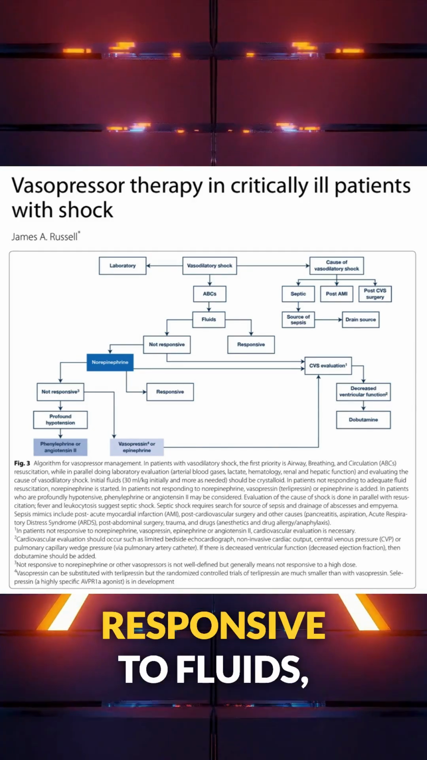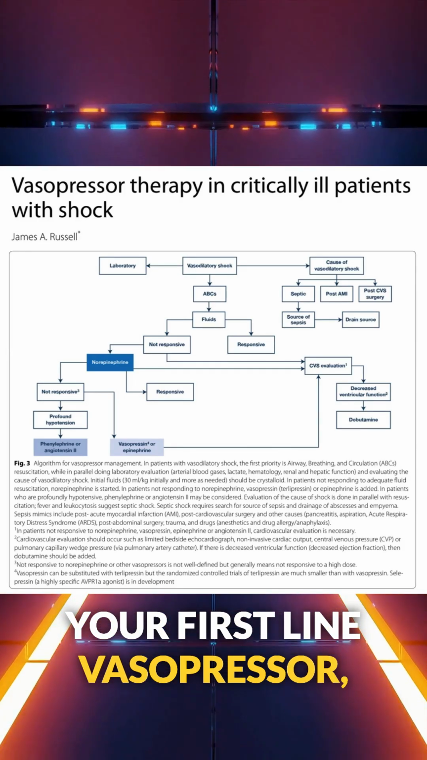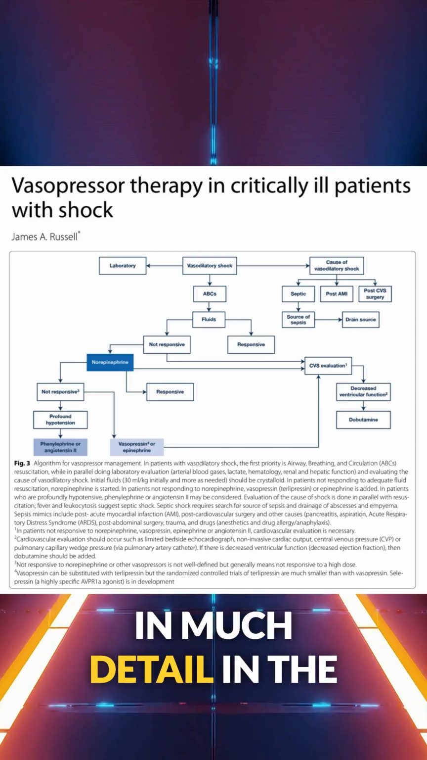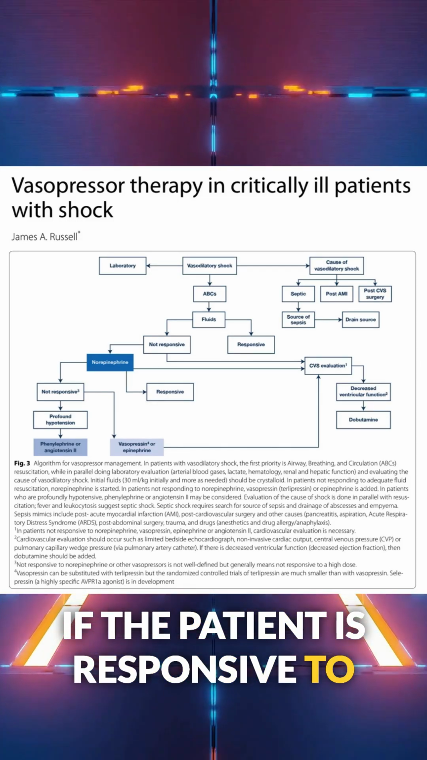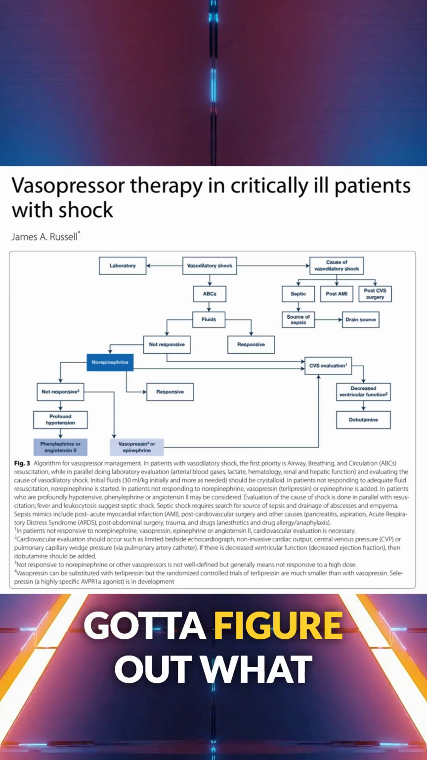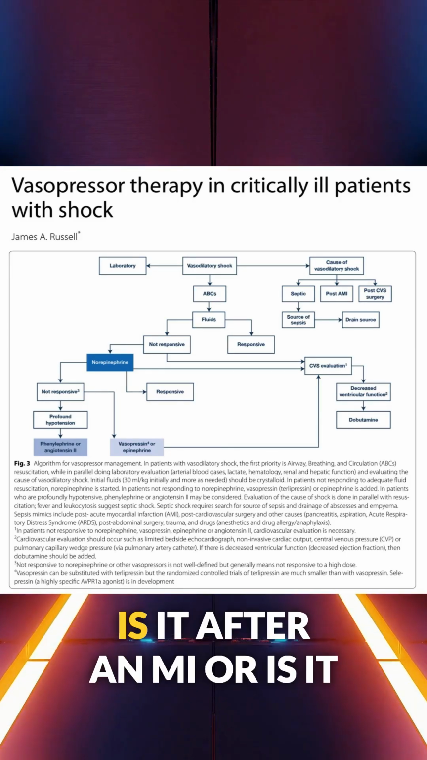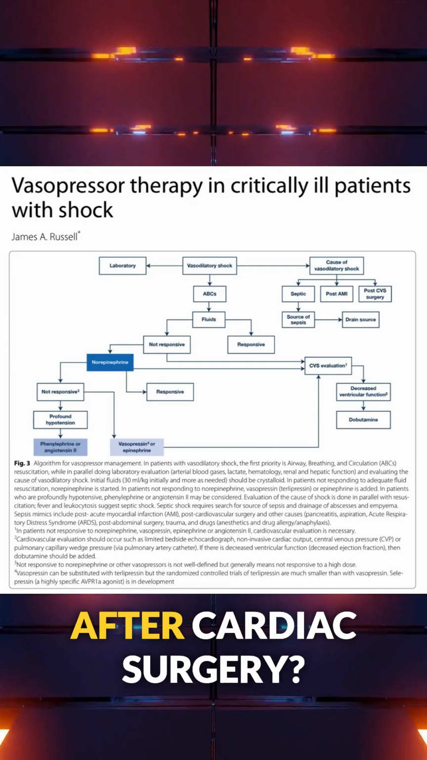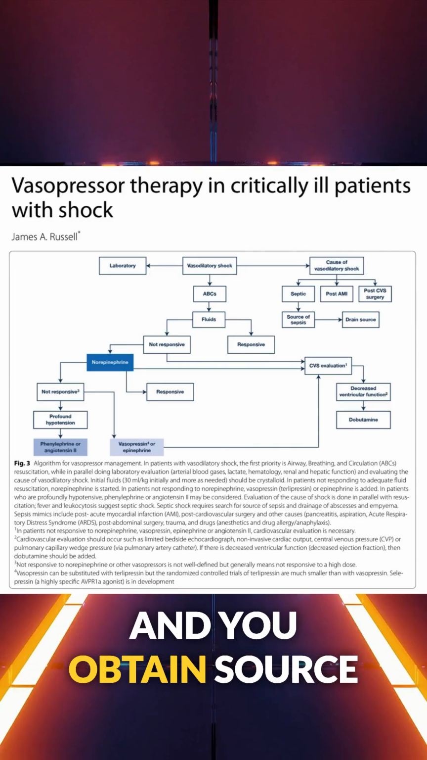If the patient is not responsive to fluids, norepinephrine is usually your first-line vasopressor, and this is discussed in much detail in the Vasopressor and Inotrope handbook. If the patient is responsive to norepinephrine, then you've got to figure out what is the cause of this vasodilatory shock. Is it septic? Is it after an MI? Or is it after cardiac surgery? If the patient is septic, you determine the source and you obtain source control.